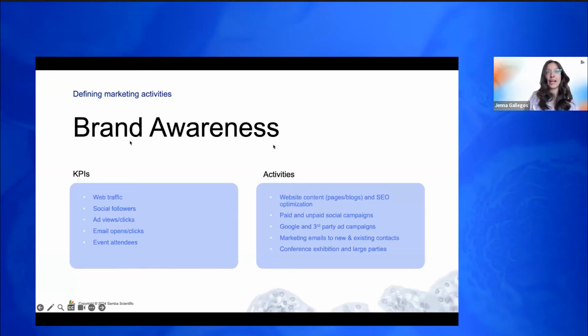So when it comes to brand awareness, we can generate awareness by building out content on our website and optimizing our website for SEO. So for instance, if you are in the sequencing space, your prospective customers might be looking for troubleshooting in library preparation. And so we could create blogs around common troubleshooting problems in library preparation. And then when people are searching for that information, they're going to find their way to your company website, become aware of you.